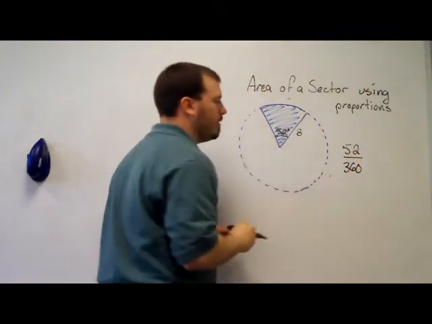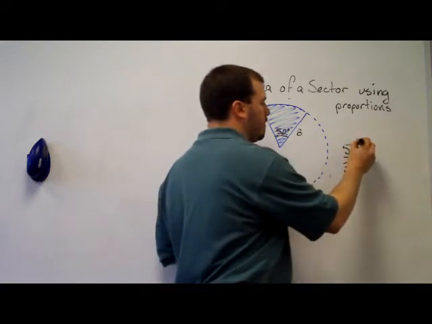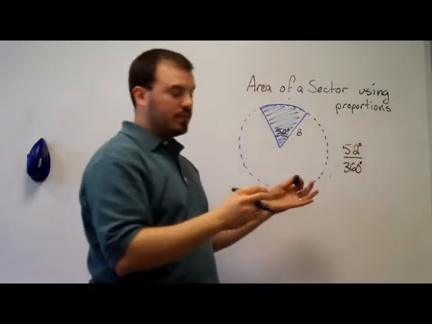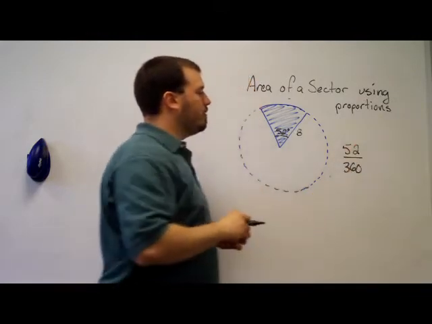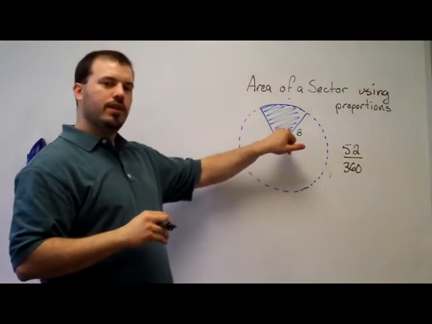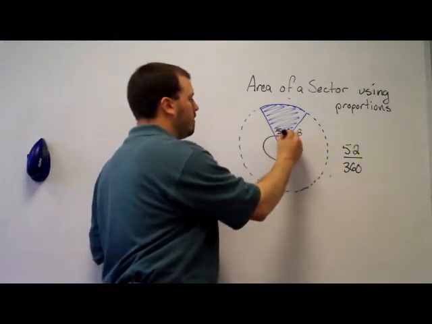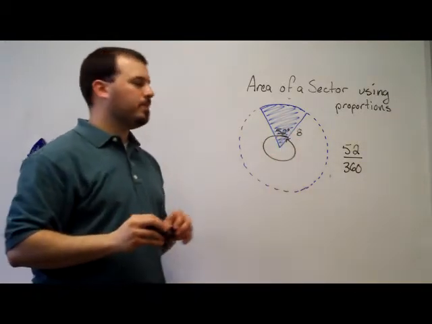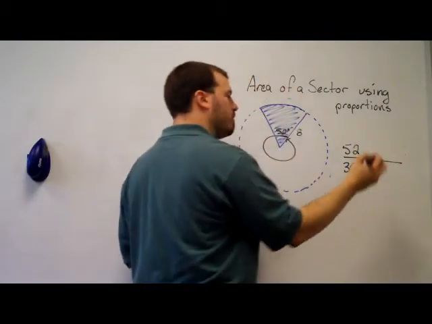So our proportion is really a proportion of a part over the whole, and this time it's degrees over degrees, but since it's the same units, those units would cancel. And we just have 52 over 360. So our part is our central angle. Our whole would be the whole 360 for the entire circle. Set that proportion equal to another part over whole.